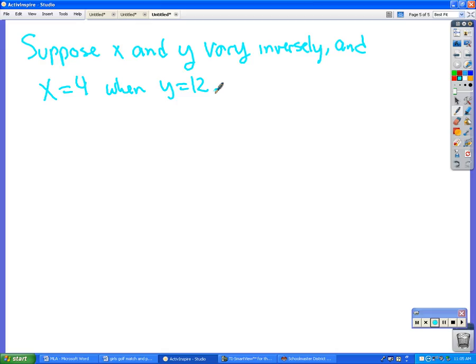Okay, so they might also just tell you straight up at the beginning that they vary inversely. So if x equals 4 when y equals 12, what is my equation going to be? Y equals what? It's 4 times 12. 48 over x.